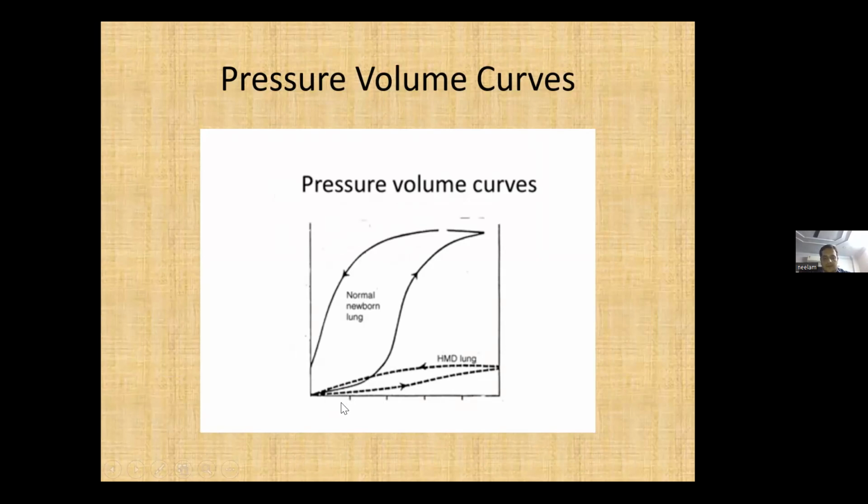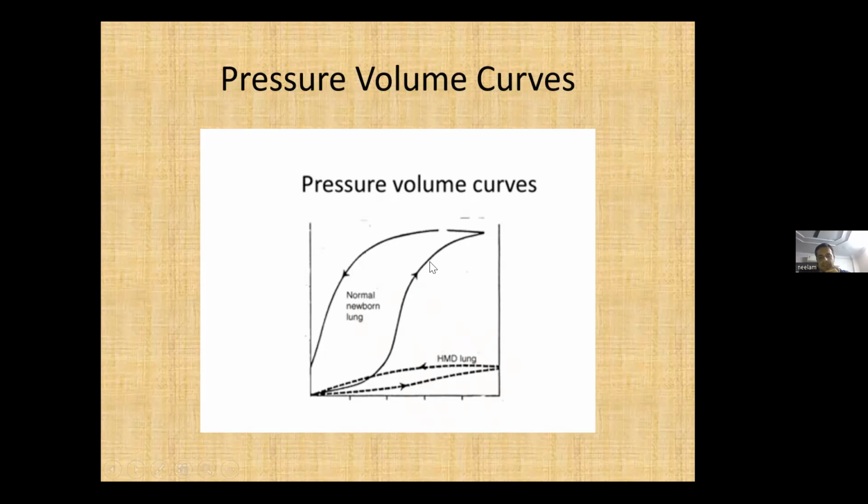Here, the pressure is on the x-axis and the volume on the y-axis. As you increase the pressure, the change in volume is not very significant. So this indicates that the lung compliance is very poor. You are increasing the pressure, but there is not much significant change in the volume. So that indicates a poor lung compliance, which happens in hyaline membrane disease or RDS.